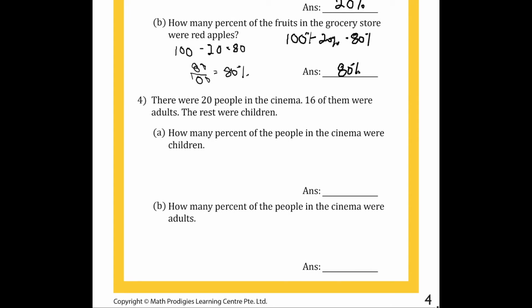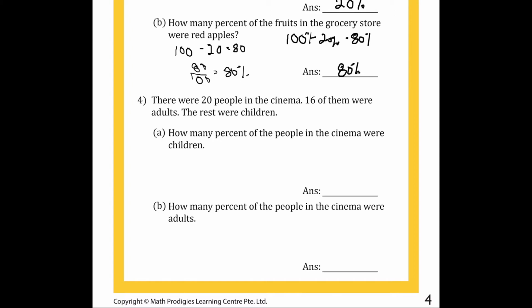Okay, moving on. Number 4, the last question here. There were 20 people in the cinema. So now a bit different. The number is not 100. Okay, we're going to test you a bit. So total is 20. 16 of them were adults. The rest were children. Question, how many percent of the people in the cinema were children?